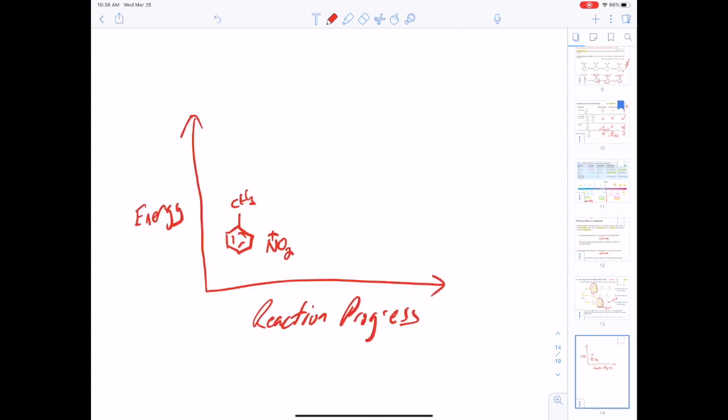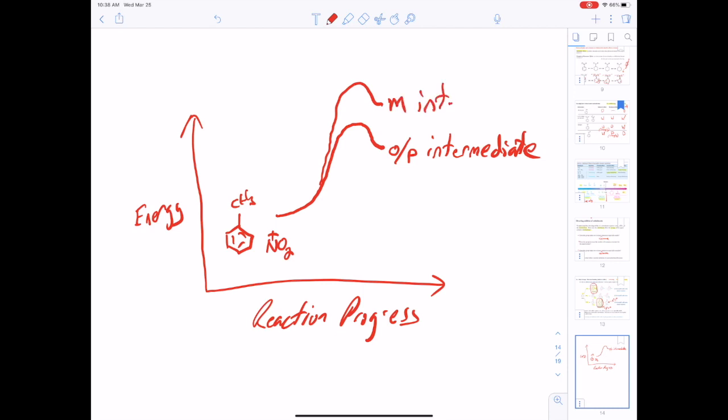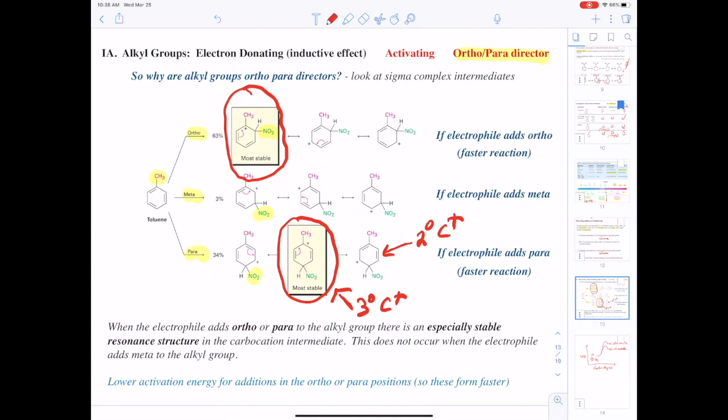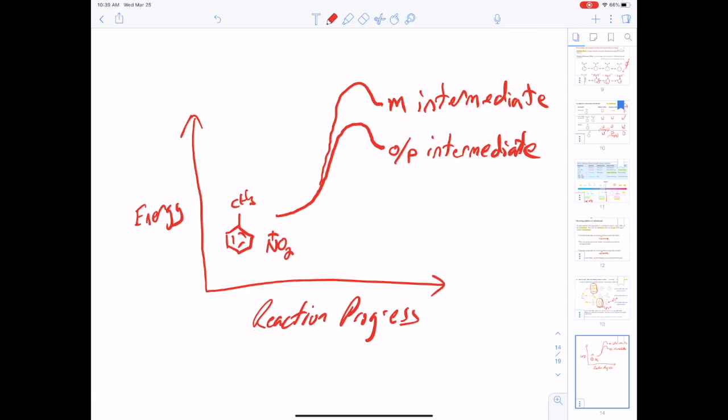So if we were to look at the reaction profile diagram, we could proceed to the ortho or para intermediate, or we could go to the meta intermediate. And the meta intermediate is higher in energy because it does not have this stable structure. The ortho intermediate or the para intermediate is lower in energy because of this more stable resonance structure that's in the mix of resonance structures. We do not see that in the meta. So the intermediate is lower in energy.